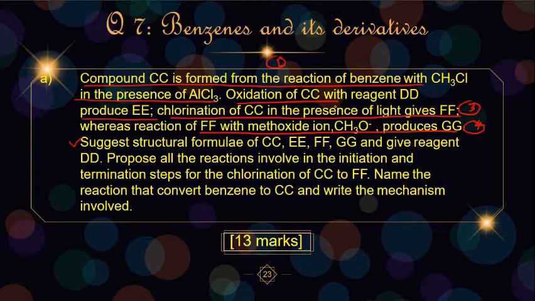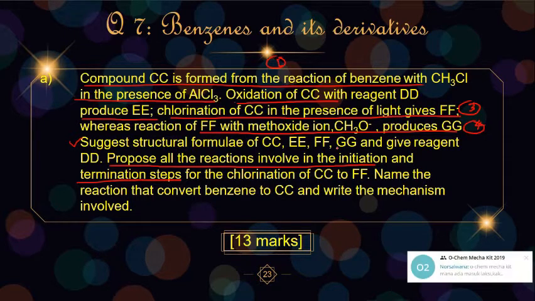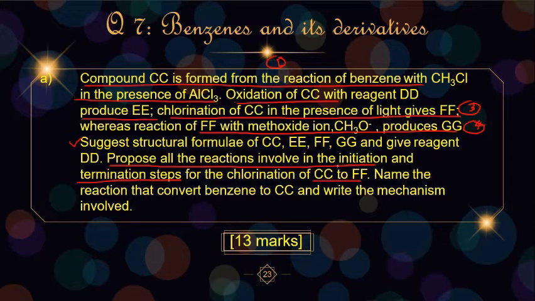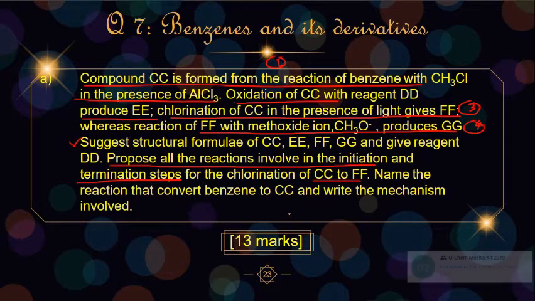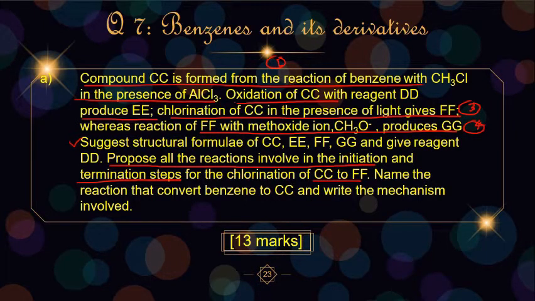Okay, so from the laluan tadi, 1, 2, 3, 4, so you get this one. And the next one is propose all the reactions involved in the initiation and termination step. Okay, dia nak 2 step saja. We know that the free radical substitution reaction involves 3 steps. So actually the question only asks for the initiation and termination step for the chlorination of CC to FF. And the last one is the reaction that converts benzene to CC, and write the mechanism in the box. So 30 marks given here.